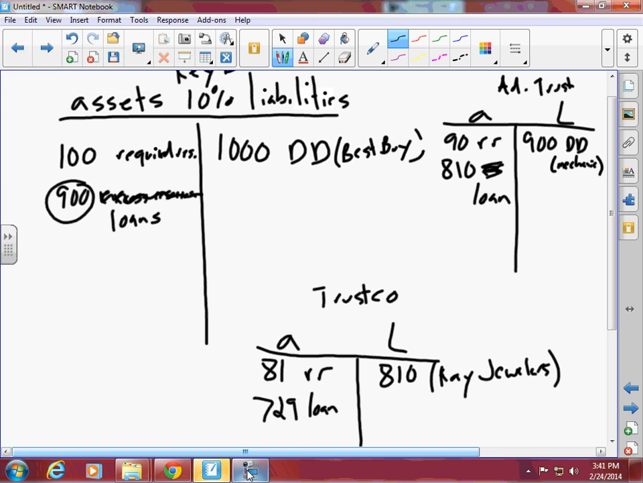If you add up the demand deposits, if Best Buy goes on their account, if the mechanic goes on their Adirondack Trust website, they're going to see they have 900. Best Buy is going to see it as 1,000. And Kay Jewelers is going to see it's got $810. And what you should understand is only 1,000 of this was actually real money that you found in your vault that started this whole process.